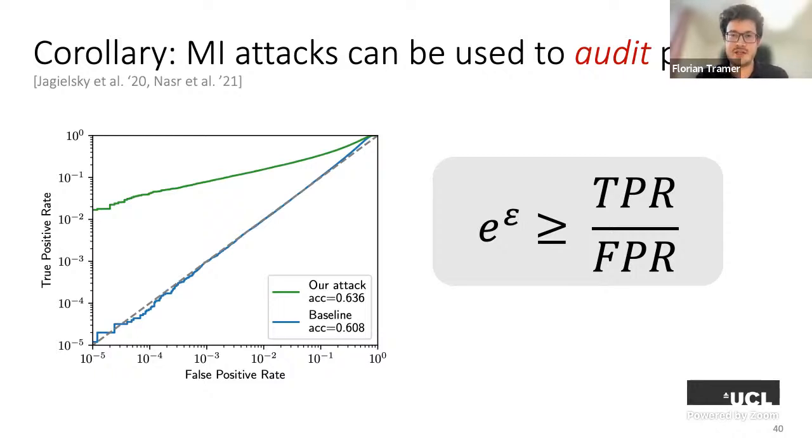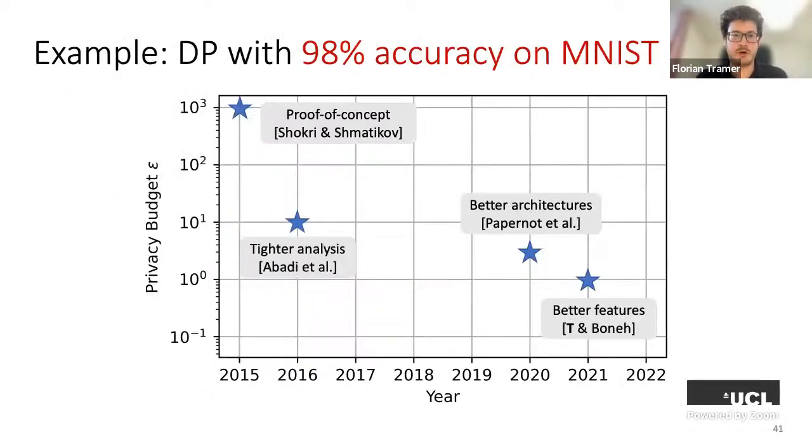To set the stage, we're going to look at differentially private machine learning on MNIST, a very simple data set where there's been a lot of progress over the past few years. We're going to look at a specific setting, say models that achieve at least 90% accuracy. Maybe 7 years ago, when Chokri and Shmadikov first tried to do this, they had a proof of concept implementation that achieved a pretty much meaningless privacy budget of epsilon equal to 1,000.